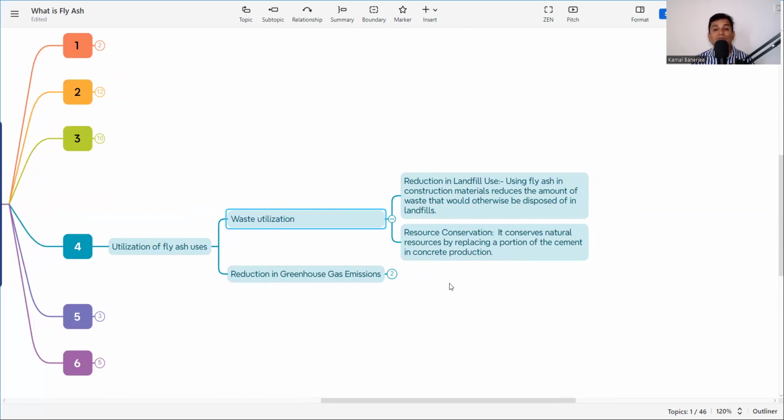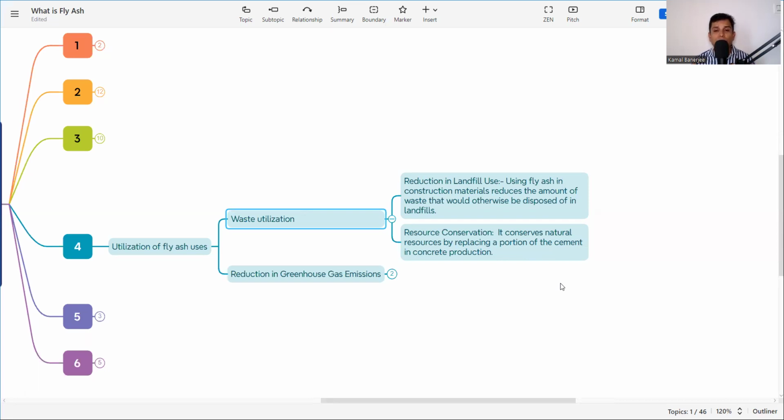We need to use this fly ash in our construction, like in concrete production, in mortar production, or in fly ash bricks, or in the subbase wherever we are building any road. So in this way, we can reduce the landfill, and we can minimize the environmental impact. Then resource conservation. It conserves natural resources by replacing a portion of cement in concrete production.